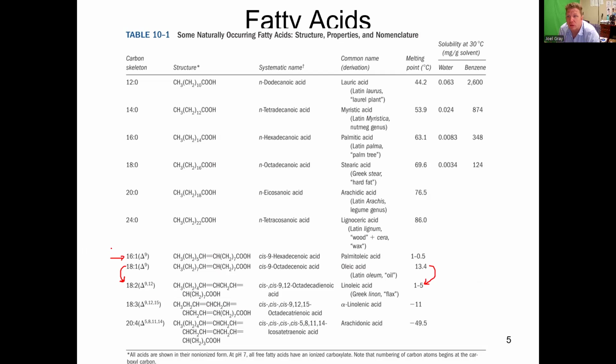And then as we dig deeper into the lower half, 18:3, so 18 carbon long fatty acid with 3 double bonds, so the alpha linolenic acid, that has a melting point of negative 11 degrees Celsius. So at negative 11 degrees Celsius, that has a melting point that is lower than water. So that's definitely something to account for.